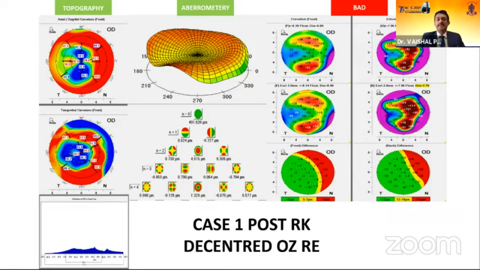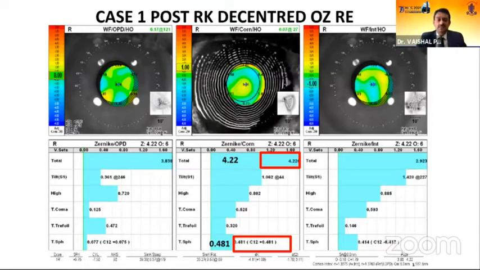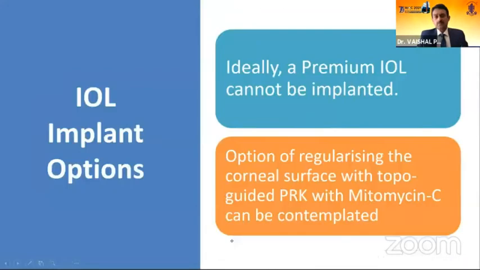This is a post-RK case, and as Bindu said, the EKR map is very, very important. Here you can see the gross irregularity which is there. In this eye, there is a gross decentration of the ablation or the optical zone, and it is not an ideal candidate for a premium IOL. You can see the total is almost 4.22 and the spherical aberration is 0.481. So ideally, a premium IOL cannot be implanted.